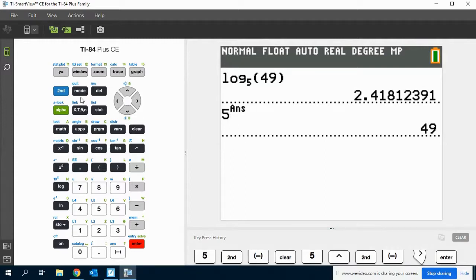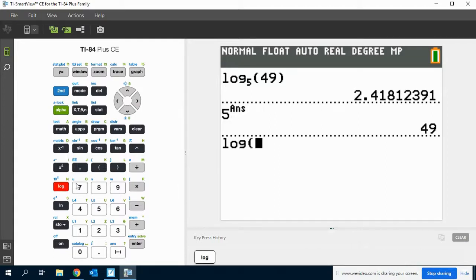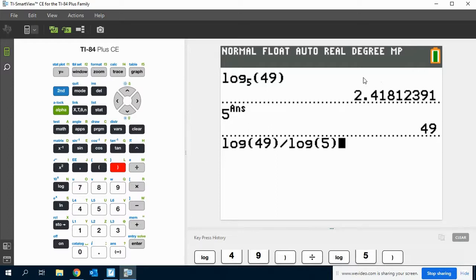If I have a log function and I'm using a calculator that doesn't have that log base, I can still do the problem, but I'm going to have to use what's called the change of base formula. So the change of base formula just basically says I do log of any base. Now, if I just type log into the calculator with the log button that's on my screen, that actually represents log base 10. But if I do log of 49 divided by log of 5, then I'm going to end up getting this 2.418 number.